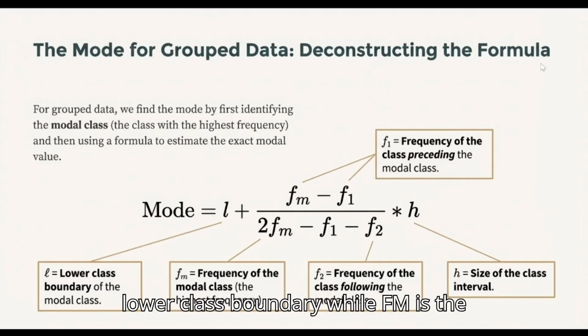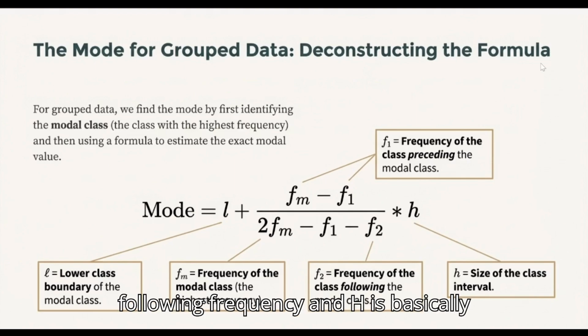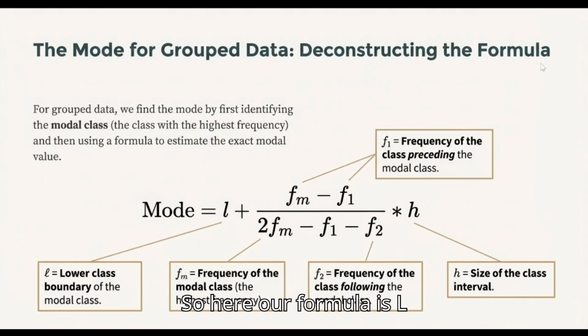L is the lower class boundary, while Fm is the frequency of the modal class, or in a sense, the highest frequency. F1 is the frequency of the preceding class, which means the class before, and F2 is the frequency of the following class, which means the class after our modal class. And H is basically the size of our class interval. So here our formula is L plus (Fm minus F1) divided by (2Fm minus F1 minus F2) into H.